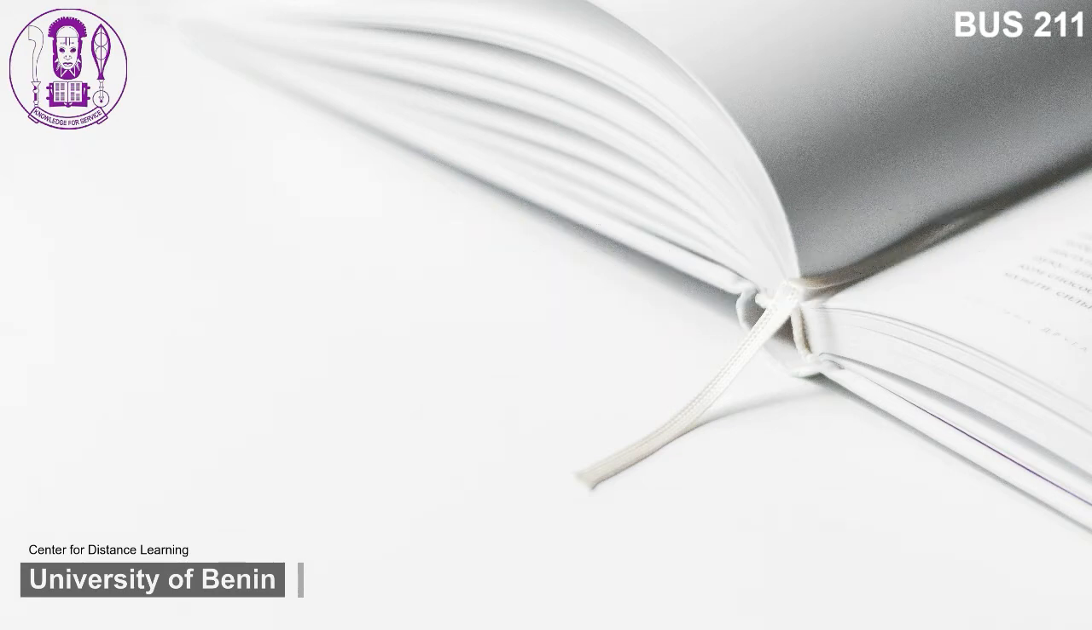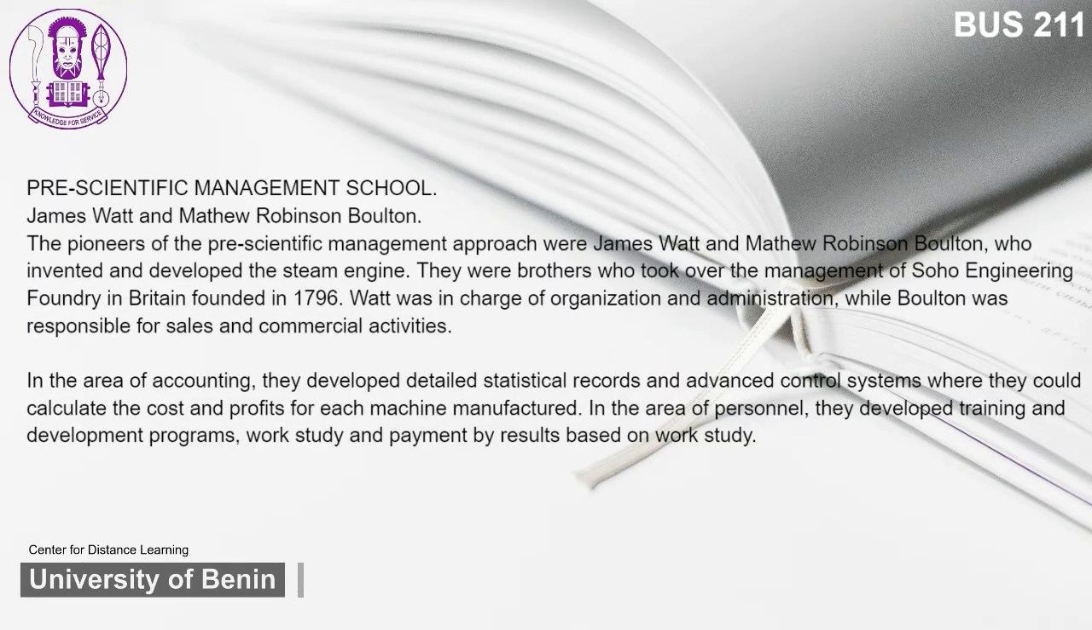Pre-scientific management school. James Watt and Matthew Robinson Bolton. The pioneers of the pre-scientific management approach were James Watt and Matthew Robinson Bolton, who invented and developed the steam engine. They were brothers who took over the management of Soho Engineering Foundry in Britain, founded in 1796. Watt was in charge of organization and administration, while Bolton was responsible for sales and commercial activities.